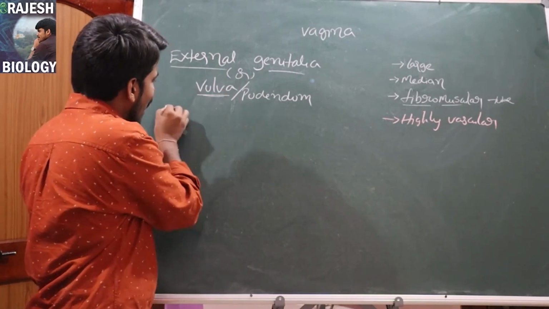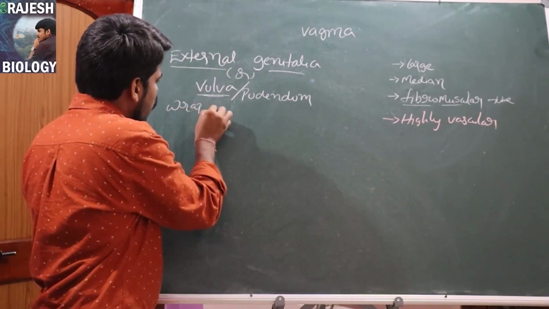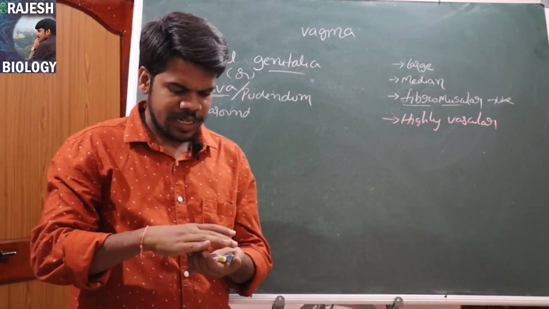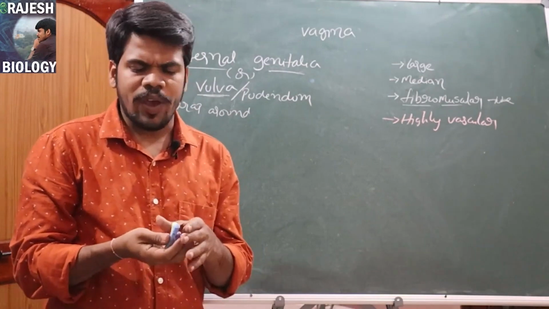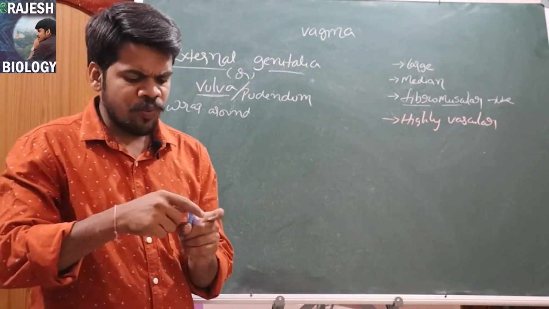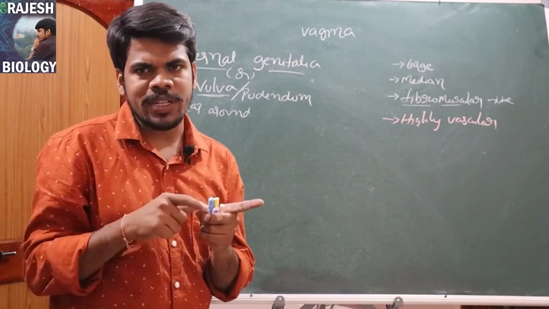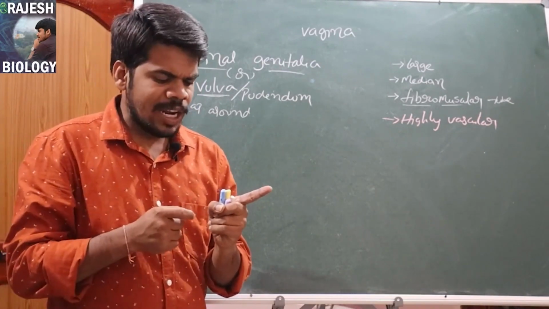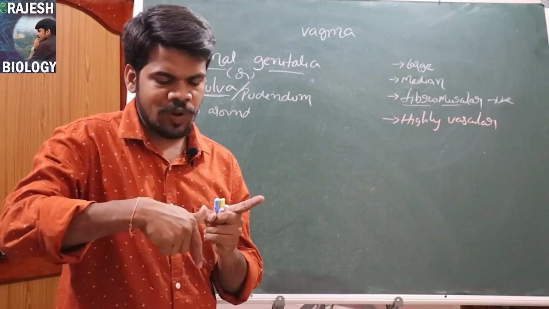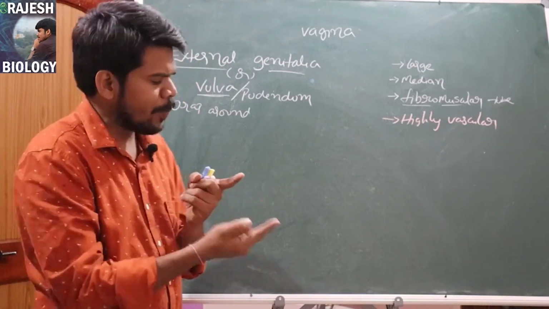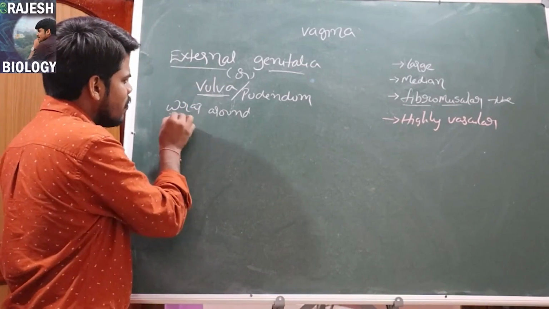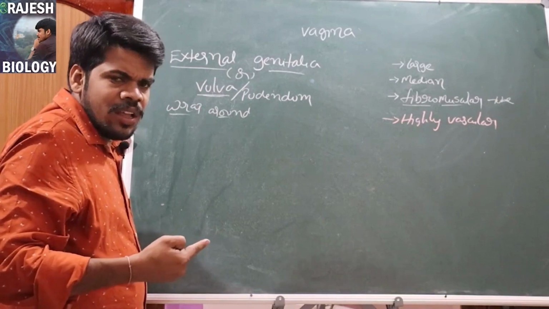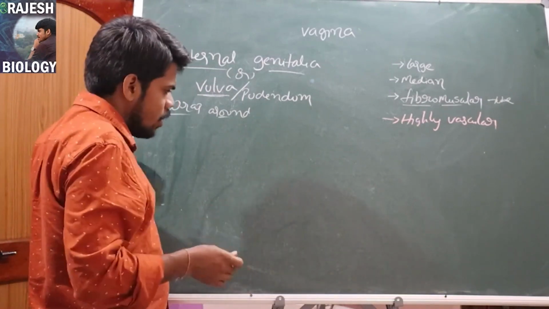Vulva means wrap around. For example, if I take five chalk pieces and keep a red paper around them, the red paper wraps around the chalk pieces. Wrap means around. Here the vulva means wrap around. It is present around the external orifices, the vaginal orifice and the urethral orifice.